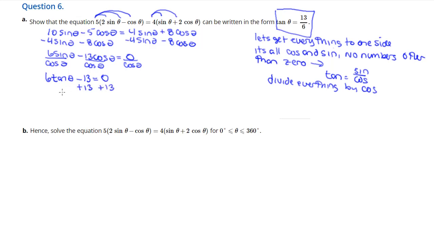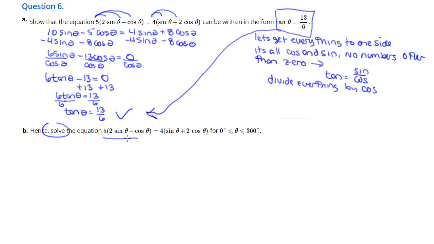So now I'm just going to add the 13 on both sides and then divide by 6. And lo and behold, I'm going to have tangent theta is equal to 13 over 6. In this problem, they're practically telling me what to do by showing me the parentheses and the numbers. Anyway, now they want me to solve it. And you'll notice that this is exactly what the original was in the top part of the problem.